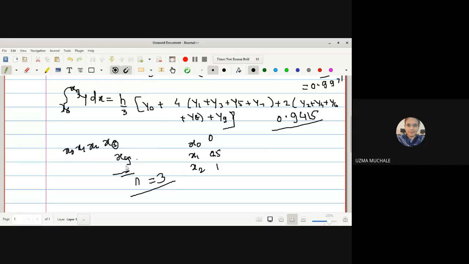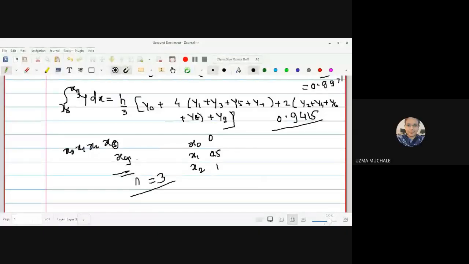Many things I have shared on your Google Classroom. You first have to search for the geometric interpretation of Simpson's one-third and trapezoidal rules. After that, I will ask you about Simpson's one-third rule, the trapezoidal rule, and their geometric interpretation.